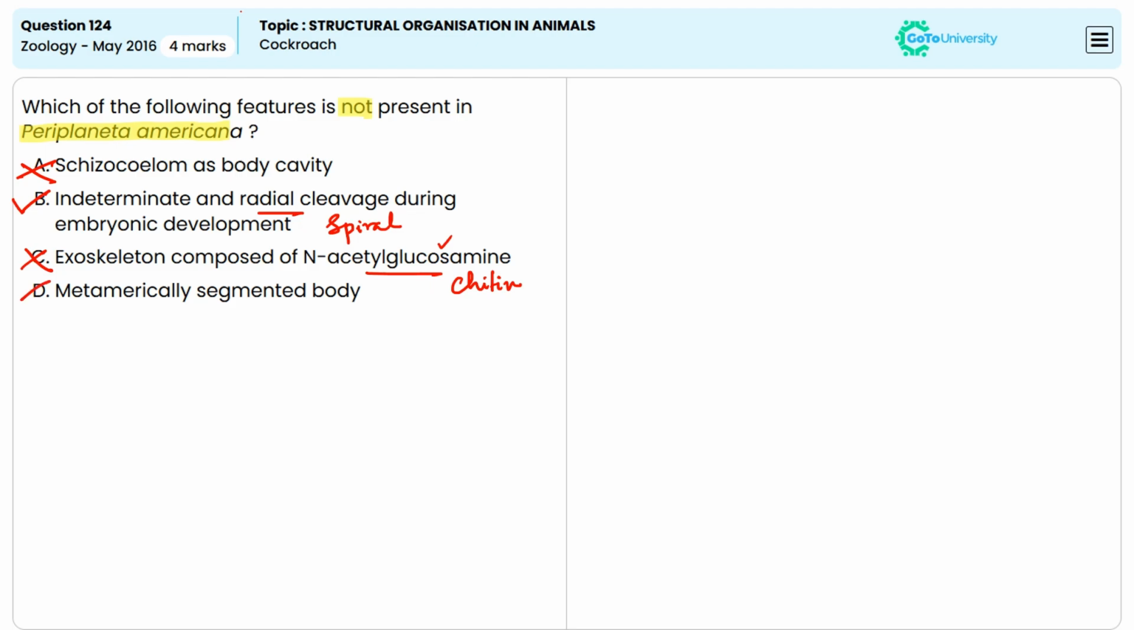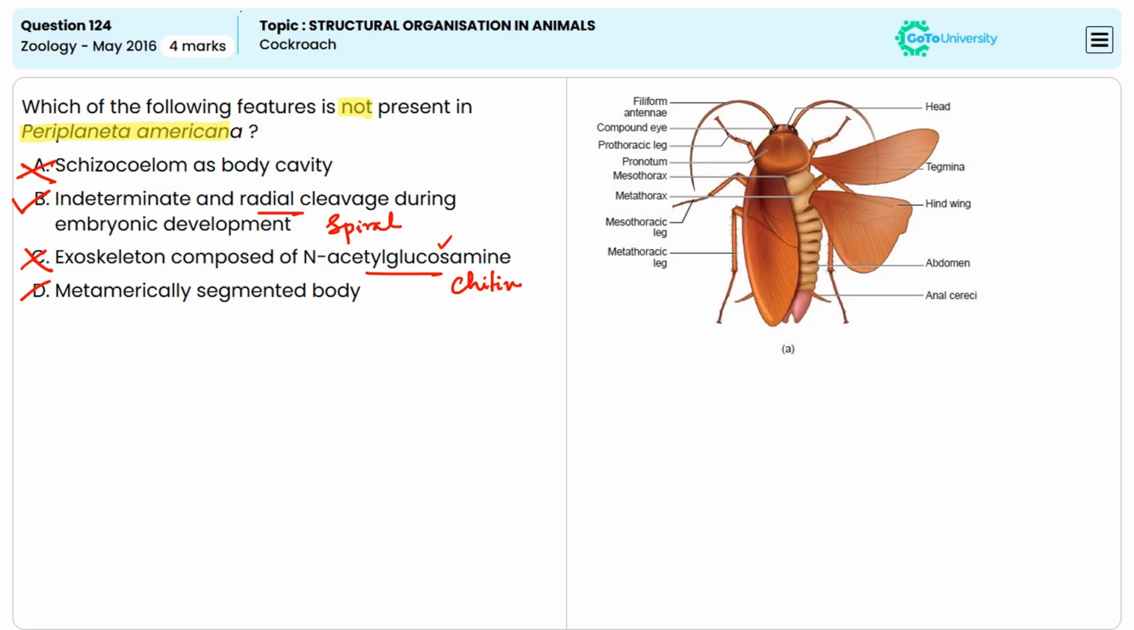Option D, metamerically segmented body. This is also correct. Periplaneta americana exhibits metamerism, meaning its body is segmented into repeated parts, for example, head, thorax, abdomen. So that means option D is also an incorrect answer. The correct answer is option B.